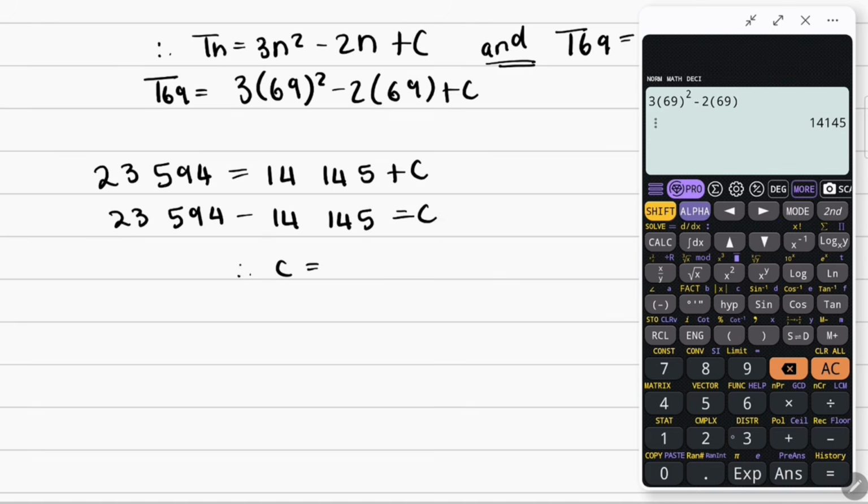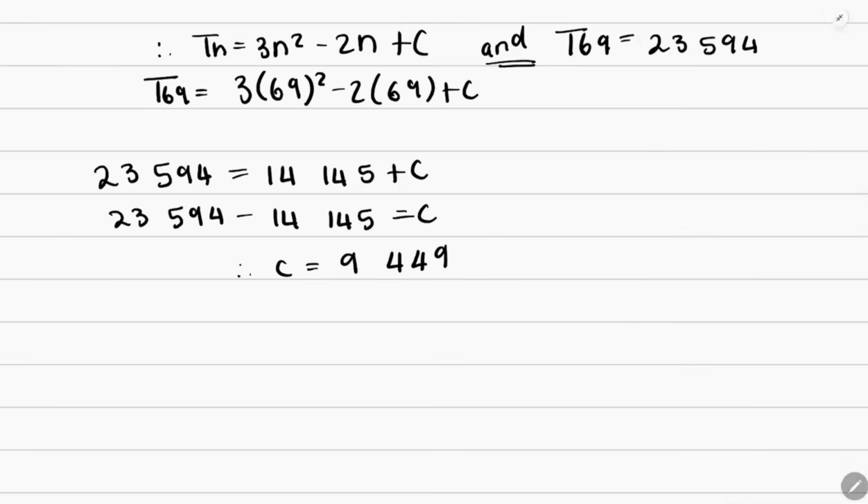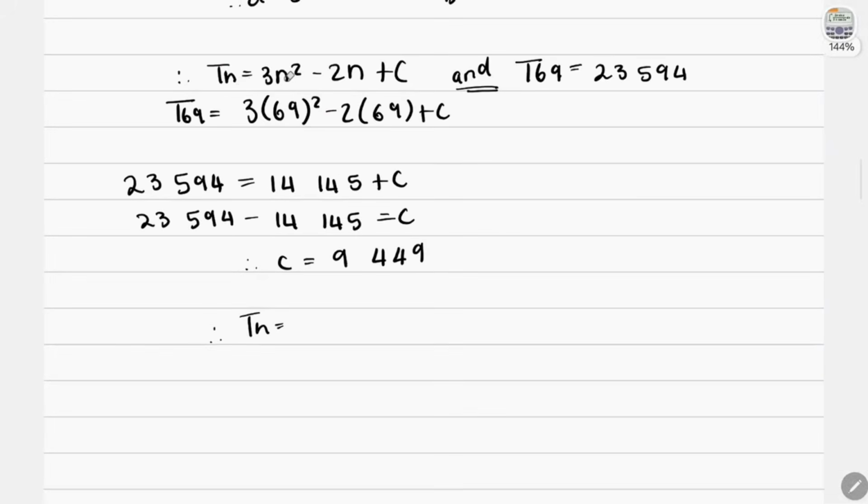So this answer, we're going to say 23,594 minus that answer. Okay. And our answer is 9,449. And that would be C. So finally, Tn is simply equal to, rewrite it and just put C. So 3n squared minus 2n plus 9,449. And then with this, you can find any term they asked for.